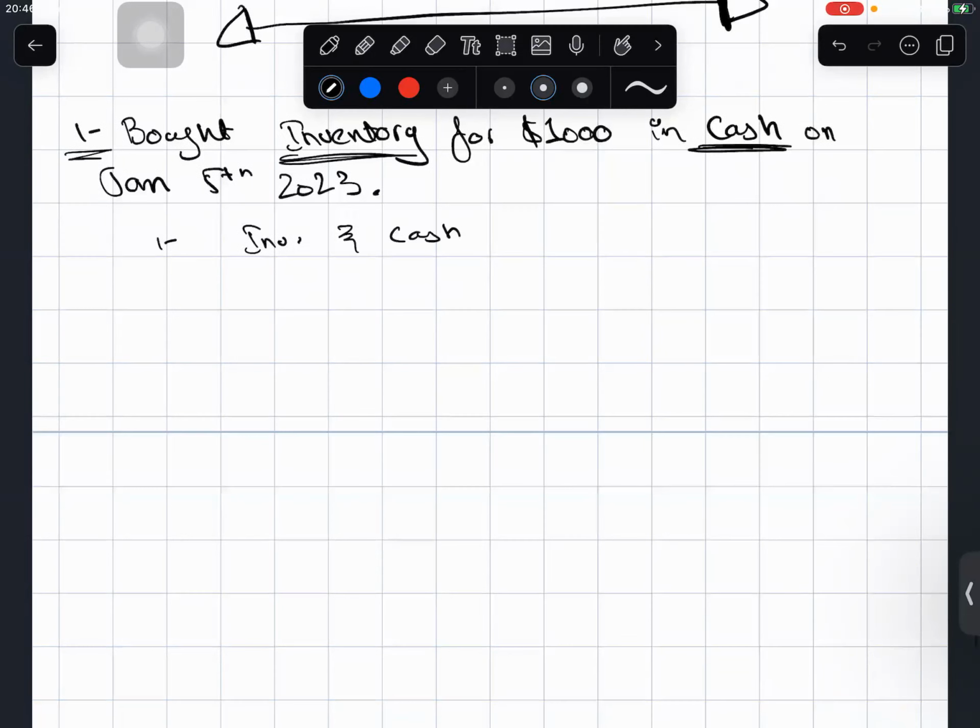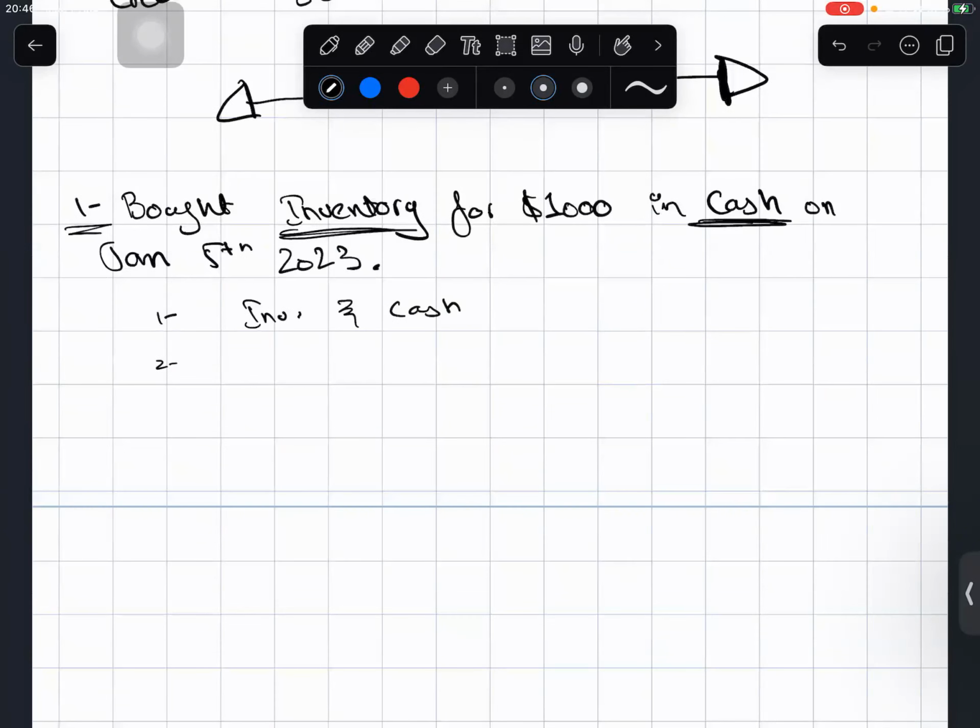Now, the second step is you need to tell me what is happening to the inventory account. Inventory account is increasing. Perfect. Inventory is increasing. And what is happening to the cash account, do you think? Decreasing. Perfect. It is decreasing. Now, the third step is you need to identify the type of account. What do you think the inventory account is? Is it an asset, liability, capital, income, or expense? It's an asset account. Perfect.